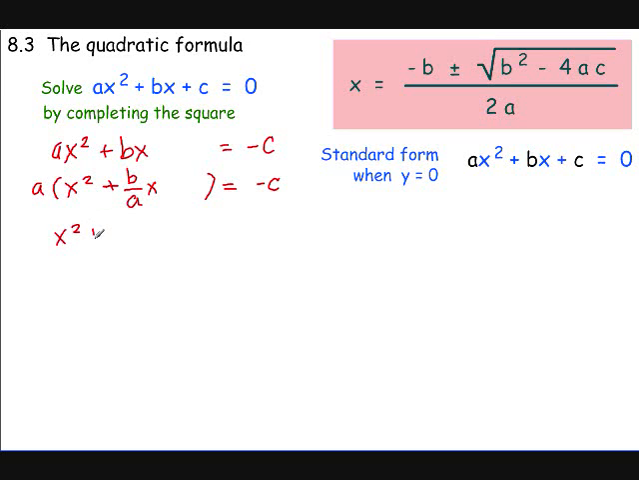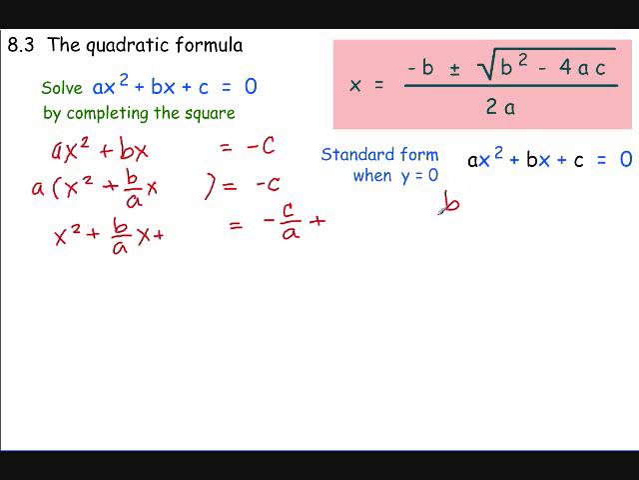x squared plus b over a x equals negative c over a. Okay? Okay, now I'm ready to look at this and figure out what I have to add here. And I'm going to add something here, and that same thing will get added here.